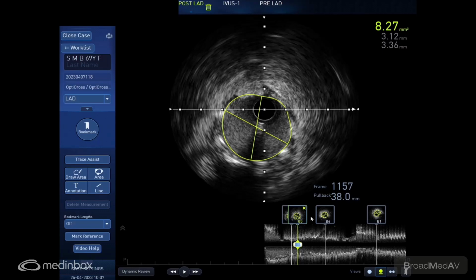Okay. So I think this case is a demonstration of how we do debulking and IVUS guided imaging for a long lesion, and how you can optimize your result by using debulking and sequential IVUS imaging so as to get the maximum lumen.